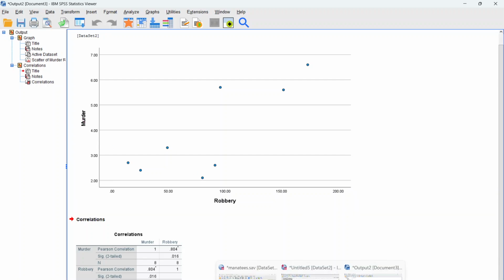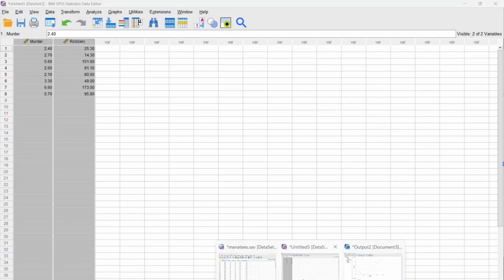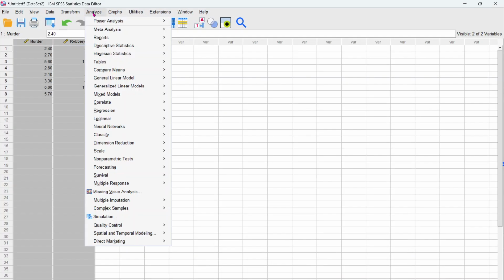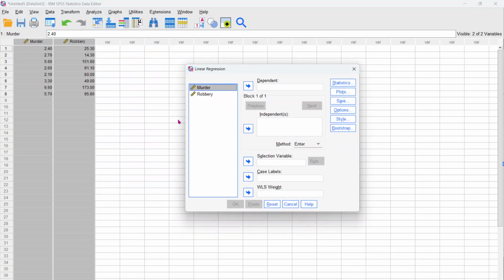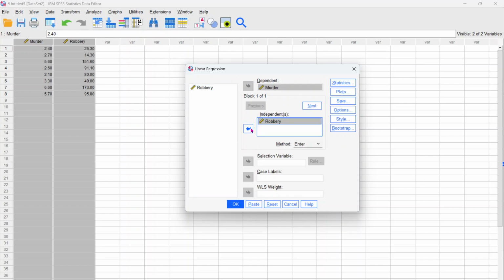So let's go back into the data. Analyze, Regression, Linear. Go there. Okay. Now we have to know the difference between our dependent and independent variables. Dependent is Y. What are we predicting? Murder. Sad but crazy. So robbery in this case, we're only working with one variable right now, so that's it. Okay. Hit go. This is going to give us our model.